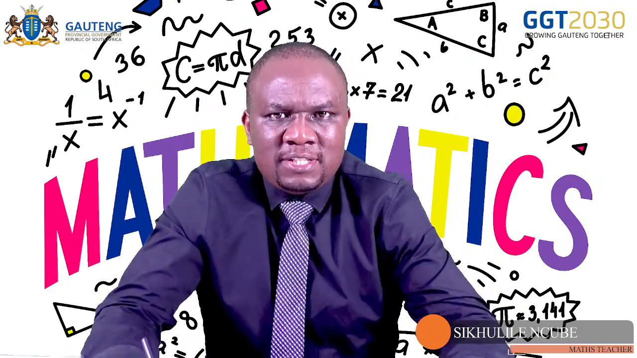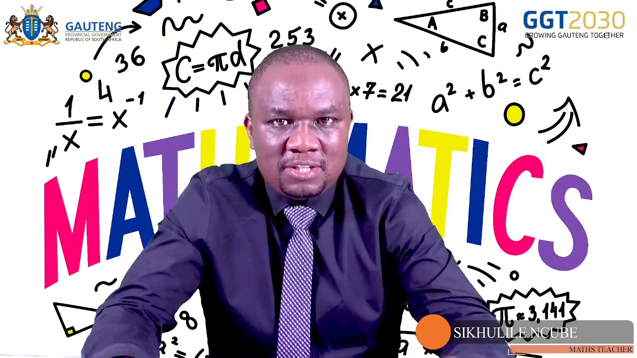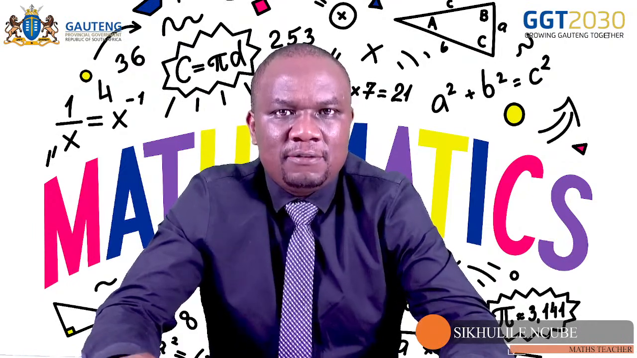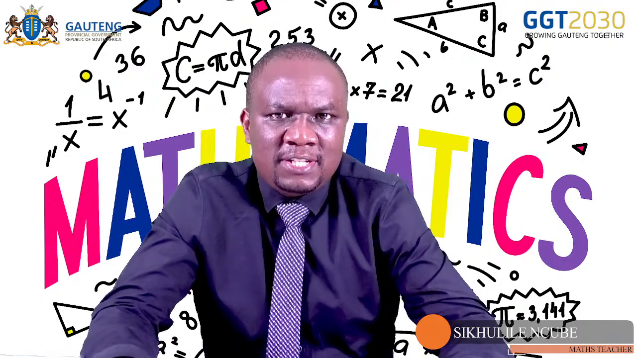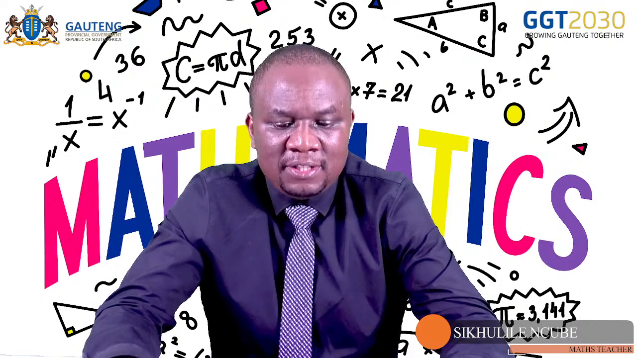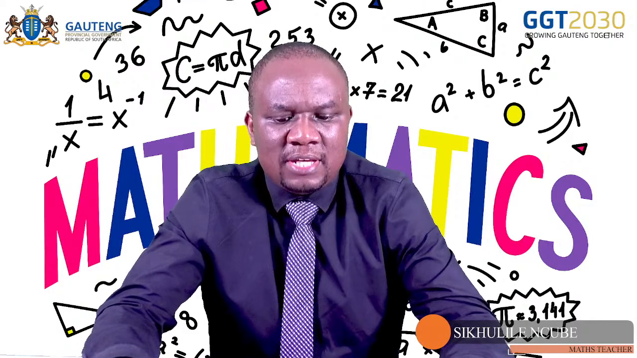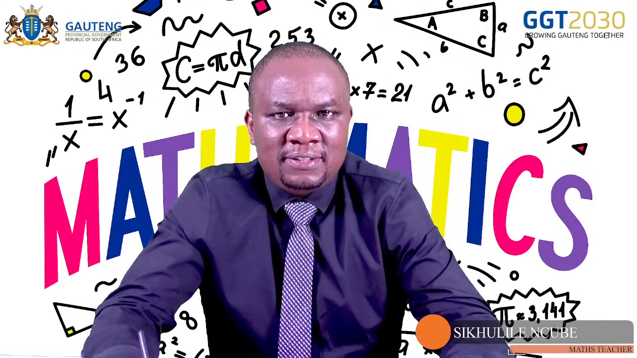Let's be ready for our lesson, grade 10s. I want you to sit, make sure that you're comfortable. You have your workbook, your pen, your pencil, and your calculator. You can even write today's date and then write the topic, trigonometric ratios and their reciprocals. Let's do that, and then we're going to start our lesson.